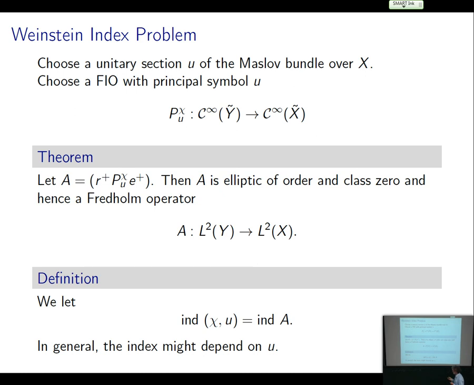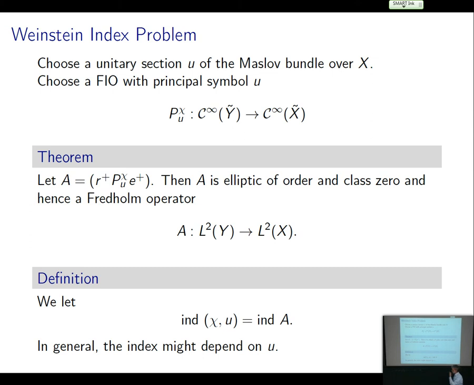And now you define your operator as, okay, you know the matrix can be very small. And in our case, it suffices to take a 1 by 1 matrix. The other bundles are just 0. So we take this Fourier integral operator, cut it down with e plus and r plus, and take this. And then you want to show that this is elliptic of order and class 0, and so a Fredholm operator. Of course, one thing is clear. By definition, we have the principal symbol of P to be u, and u is a unitary section. That's invertible. But to show that the boundary symbol of this thing is non-zero just took us a lot of time and was not at all obvious.